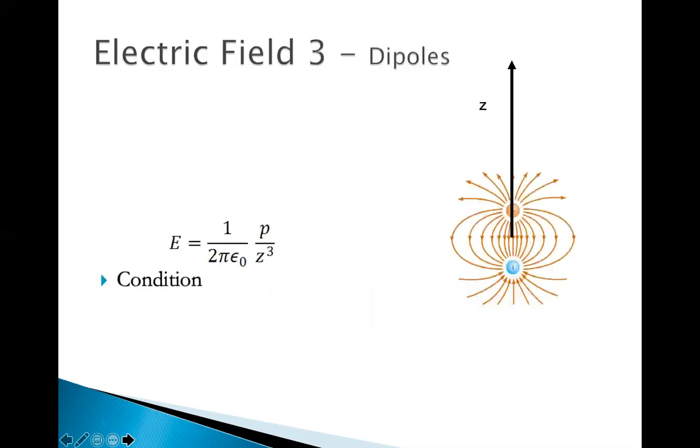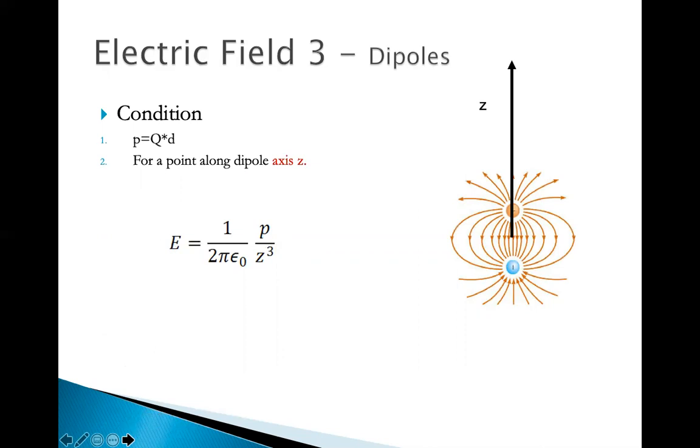The third type is when you have 2 charges, one positive, one negative, both of same magnitude q, and they're separated by distance d. If we draw axis z along the line that passes through these 2 points, we call that the z-axis. So this equation only applies on the z-axis and only applies when z is much larger than d.